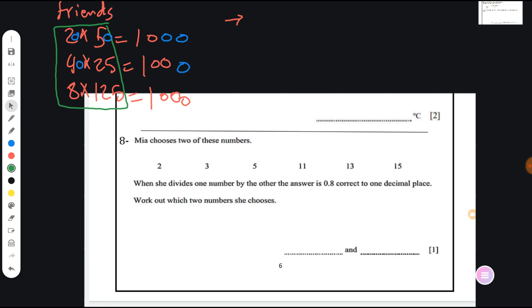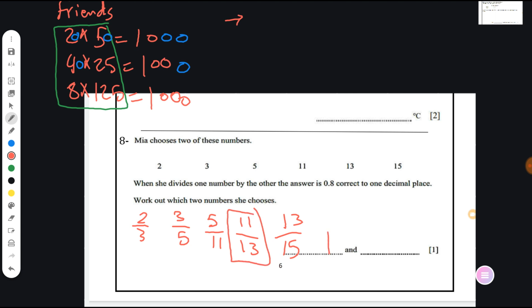So the numerator must be smaller than the denominator. Okay, it may be 2/3, it may be 3/5, it may be 5/11, it may be 11/13, it may be 13/15. After trying with the calculator, you can find it is 11 and 13. So the answer is 11 and 13. Okay, just try it by your calculator.